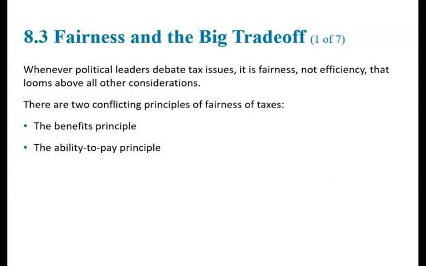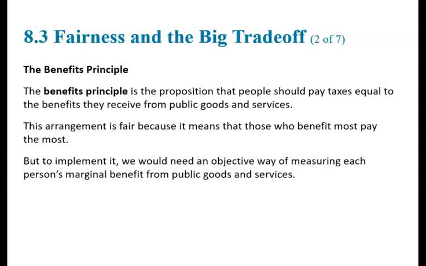The first one is the benefits principle. The second one is the ability to pay principle. The benefits principle basically means that people should pay taxes equal to the benefits they receive from public goods and services. Think of an example of a government road which charges a toll for users. The more you use that road, the more toll you will have to pay, and the less you use it, the less toll you will have to pay.